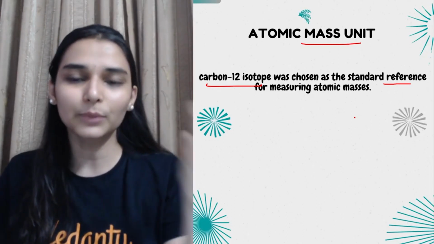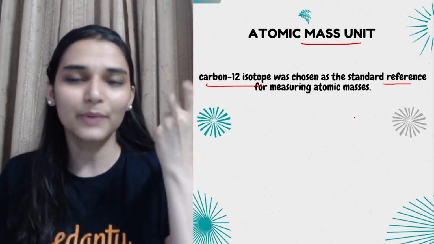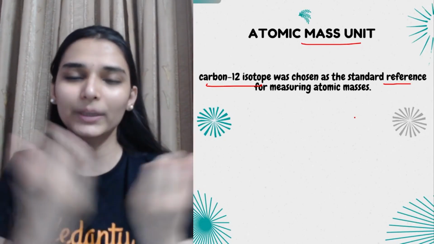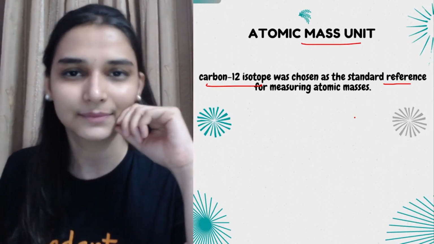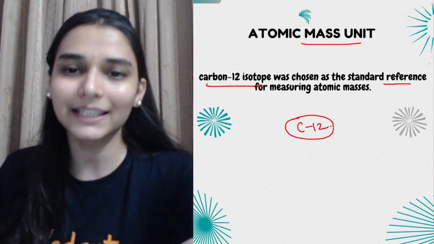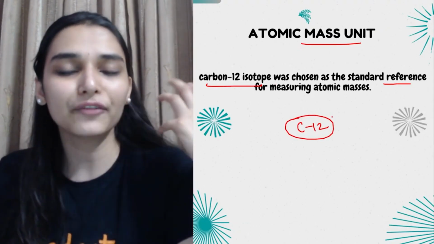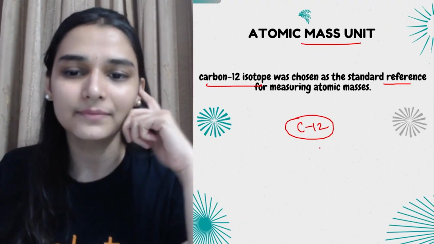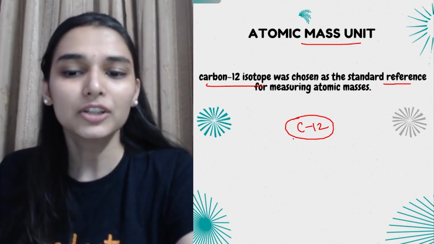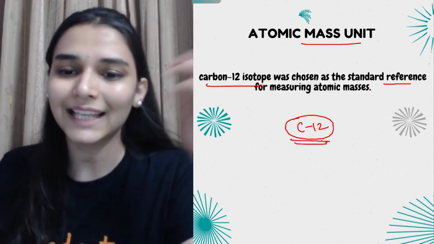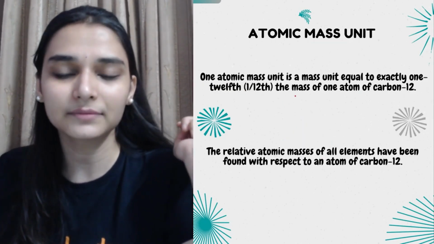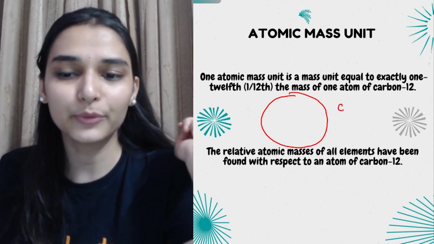So we have to keep one element as a standard, and by comparing the mass of all the other elements with that standard, we calculate the atomic mass. Okay, so carbon 12 was chosen as a standard. This is easily available in nature. It is also highly abundant. It is also moderately reactive, so we can easily take it as a standard, right? So what we did is, we have taken 1 carbon atom.